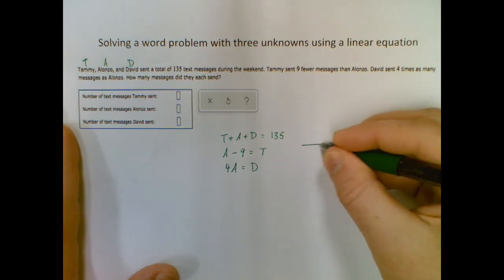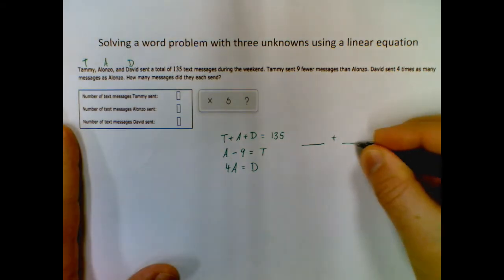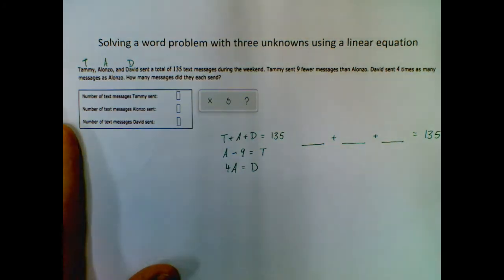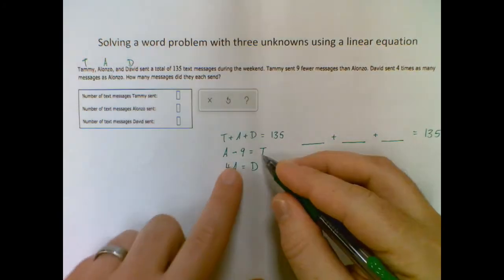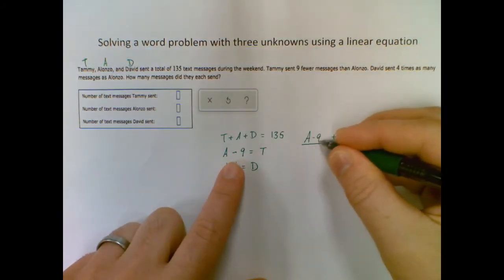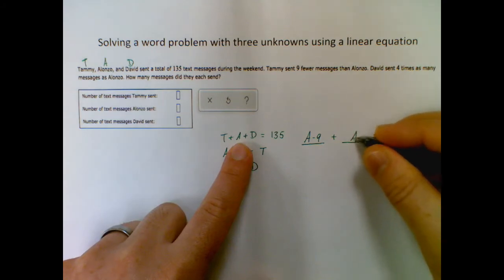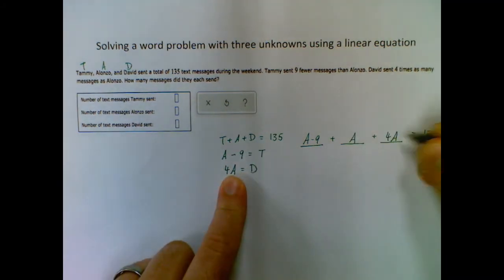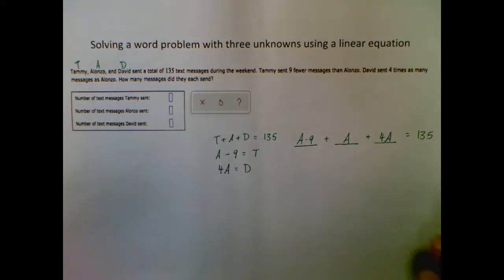So I basically have T plus A plus D equals 135, right? So I'm going to get everything in terms of A. T is equal to A minus 9, and A by itself stays. And then D is 4A. So this is kind of what I'm looking at now.